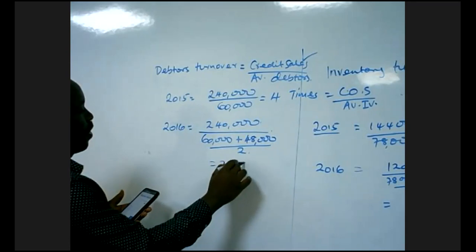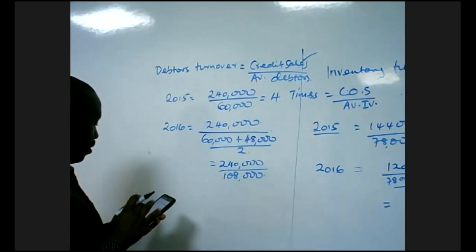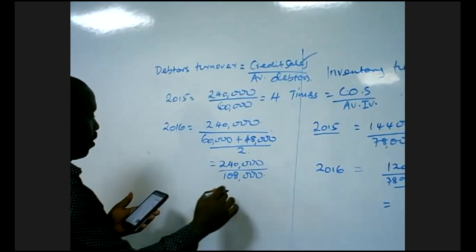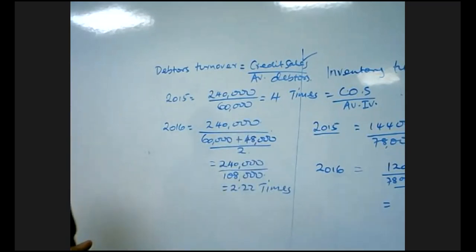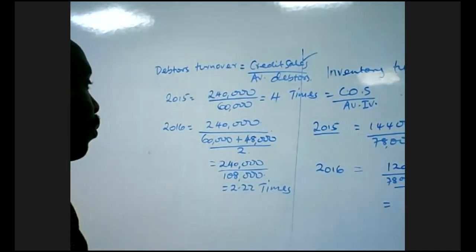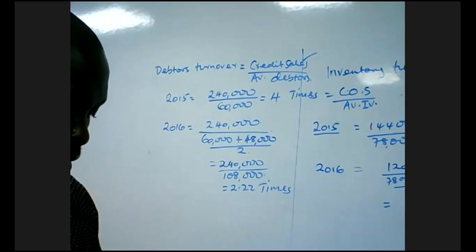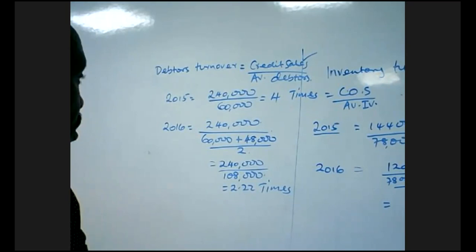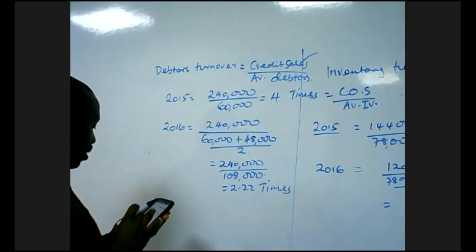That's 240,000 divided by 148,000. 2.22 times, the number of times we are converting debtors into cash. Malim, I think the 108 you should divide by 2. Oh, I forgot. Sorry. Thank you for reminding me. 54. Yes. 108 divided by 2.